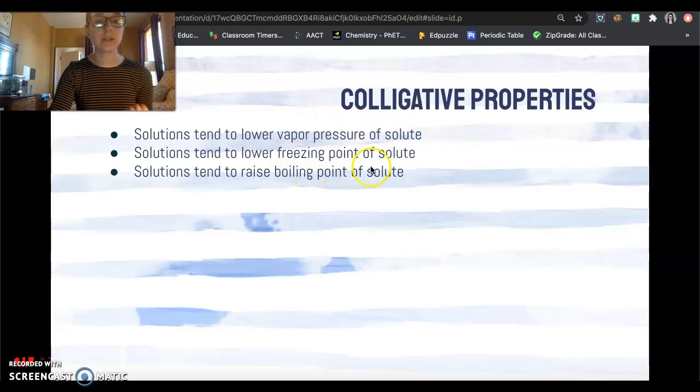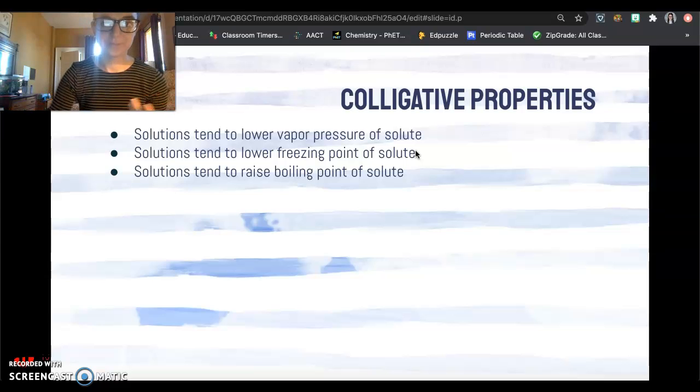They also tend to lower the freezing point of the solvent. So again, when it snows and the roads get icy, you notice that cities put salt on the roads. That salt makes a water-salt solution. Because salt water has a lower freezing point, it has to be even colder for ice to form. So it melts the ice on the roads, making it safer to drive because it's safer to drive on water than on ice.